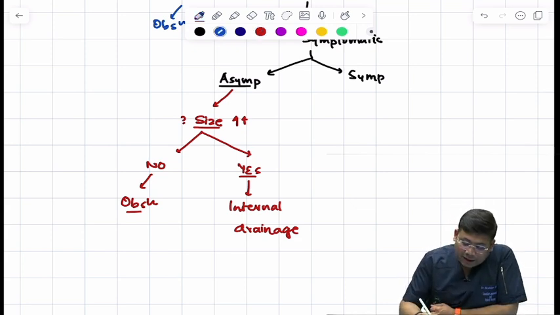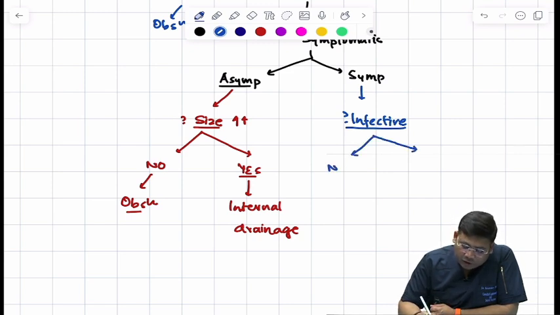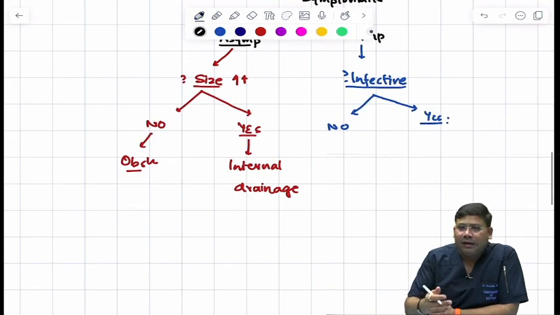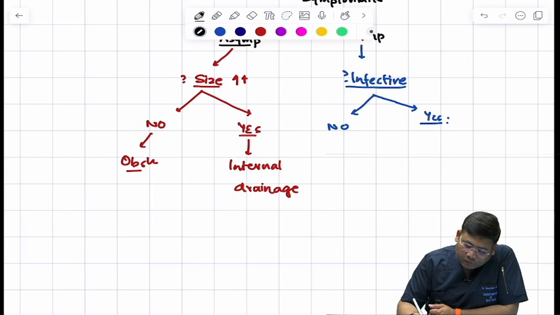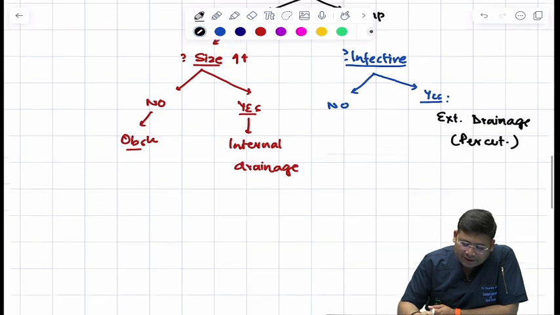Next is if it is symptomatic, the very next thing is is it infected? So the answer could be no, it is not infected. Yes, if it is infected, we cannot drain anything internally. So therefore you have to go for external drainage. And how do you do an external drainage? Everyone knows that it is percutaneous external drainage.